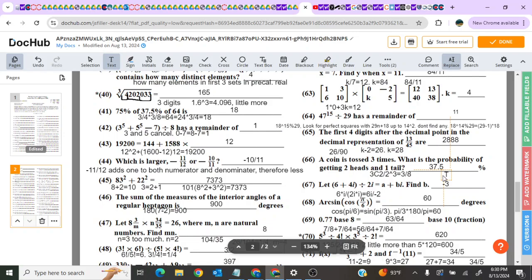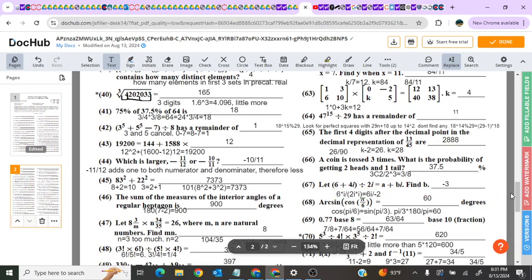67, what's 6 plus 4i divided by 2i equals a plus b? Find b. Well, whenever you're dividing by an imaginary number, that means that the real and imaginary part of this imaginary number right here is going to flip. So this 6 is going to become imaginary, and this 4 is going to become real. So multiply the numerator and the denominator that we care about by i, and you get 6i over 2 times i squared, or negative 2. So 6i over negative 2, b is negative 3.